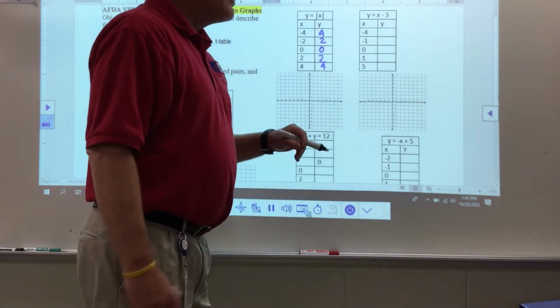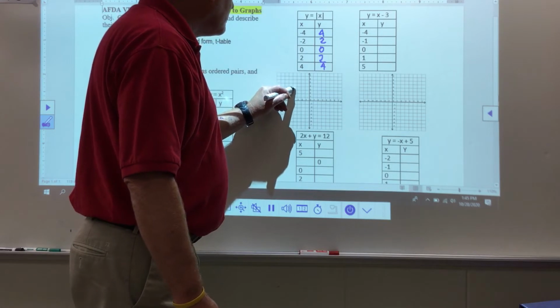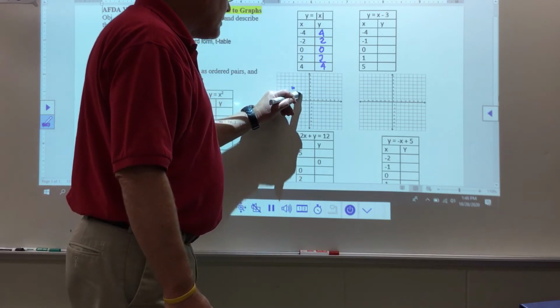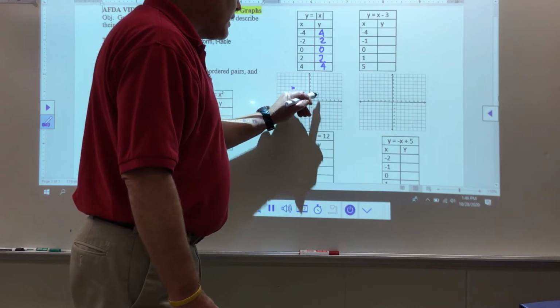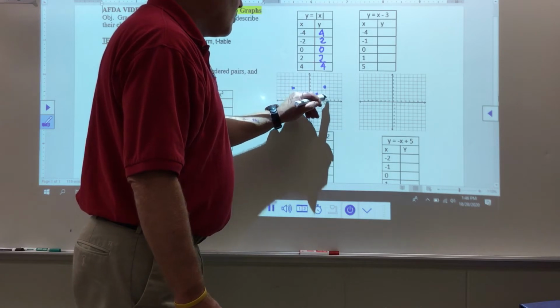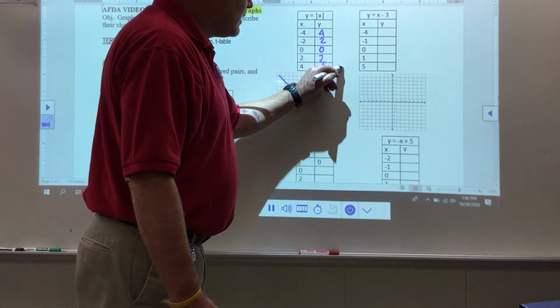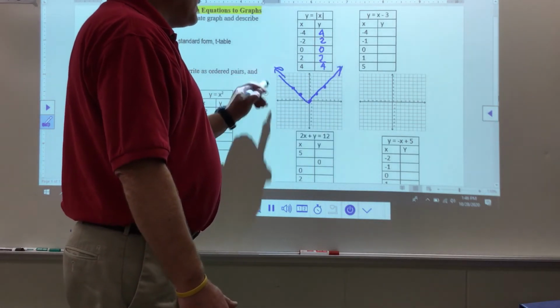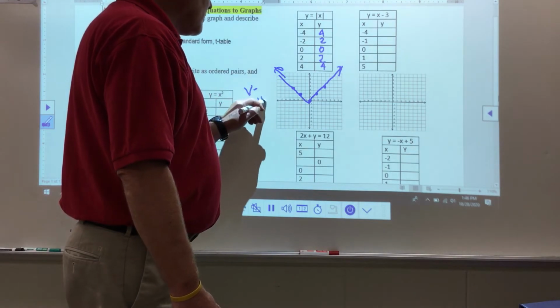So let's plot these real quick. -4 and 4 is right up here. -2 and 2 is right about there. 0, 0 is here. 2, 2 is right there. And 4, 4 is right up there, I think. 1, 2, 3, 4. Now notice that this guy is a V-shaped graph.